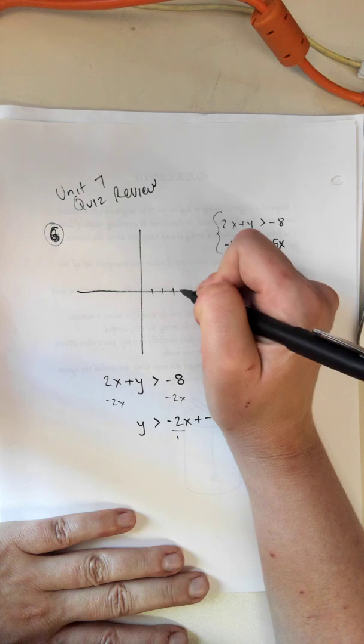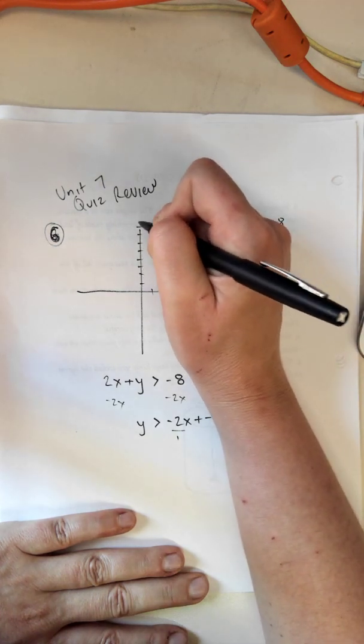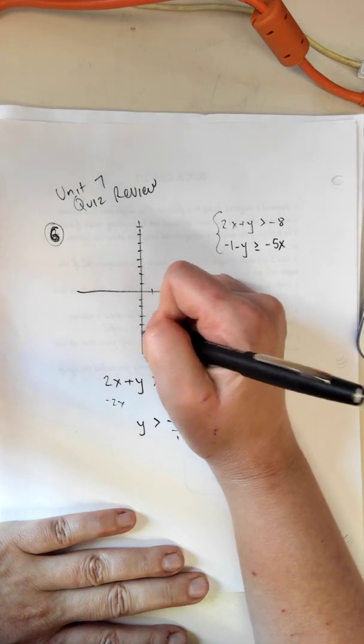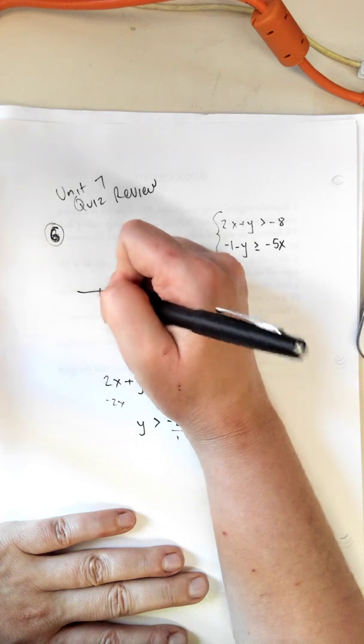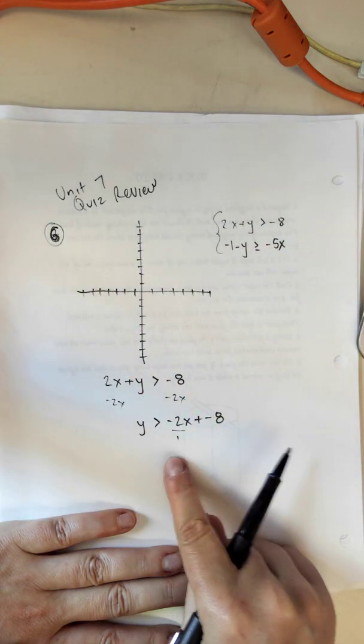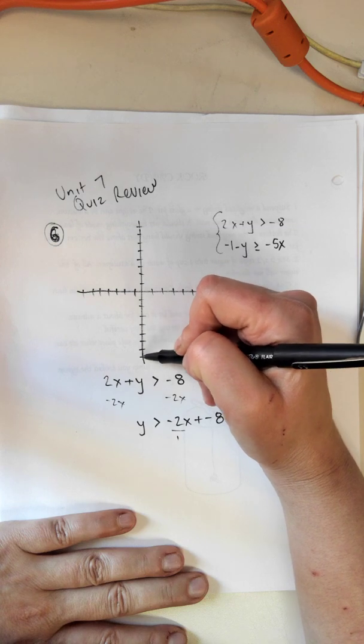So 1, 2, 3, 4, 5, 6, 7, 8. Desmos would be more accurate, of course. So the story of this line is that the y-intercept is negative 8.